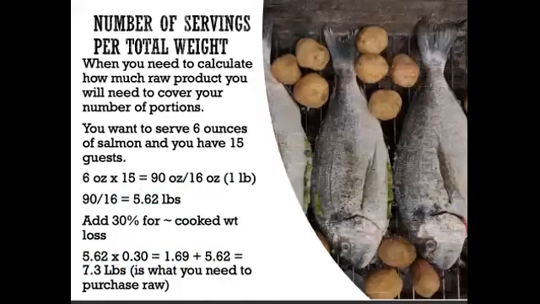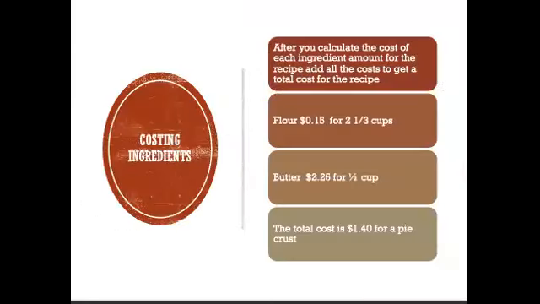And that way you won't be buying exactly the 5.62 pounds and then realize that you don't have enough for all your 15 guests. Now, costing ingredients. After you calculate the cost of each ingredient amount for the recipe, add all the costs to get a total cost for the recipe.